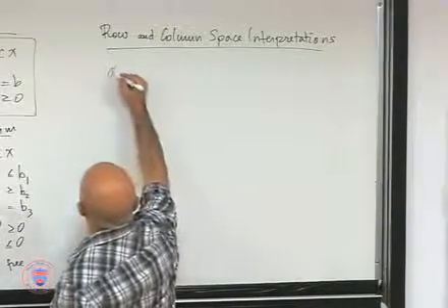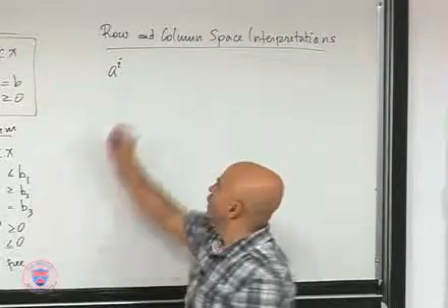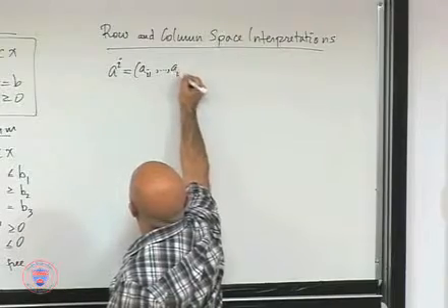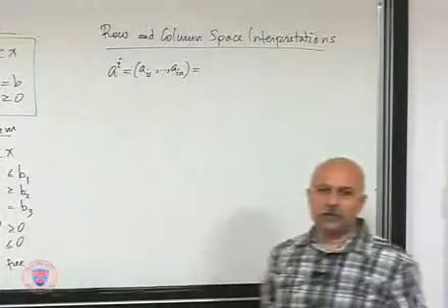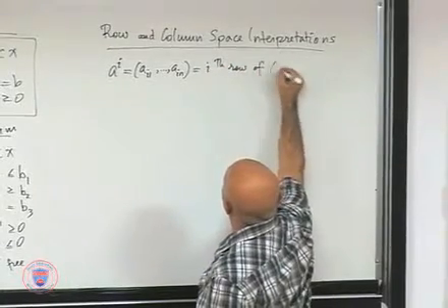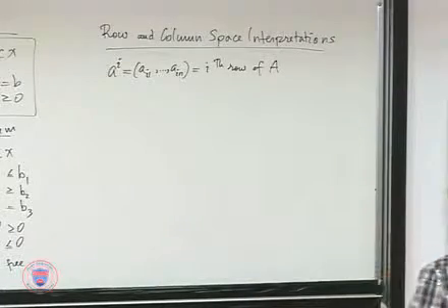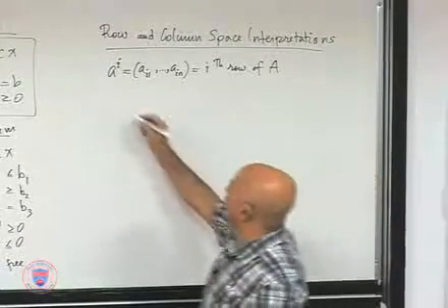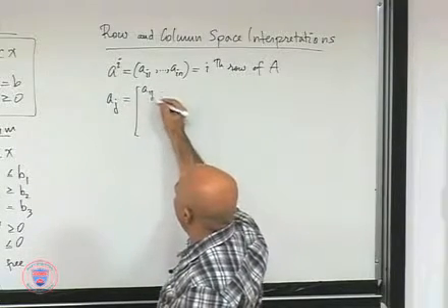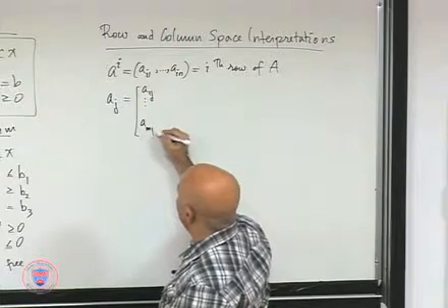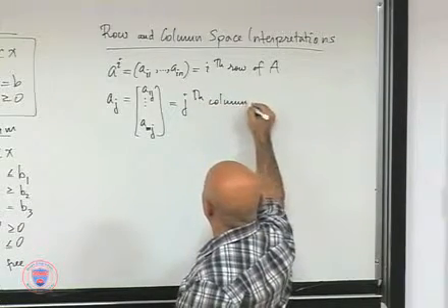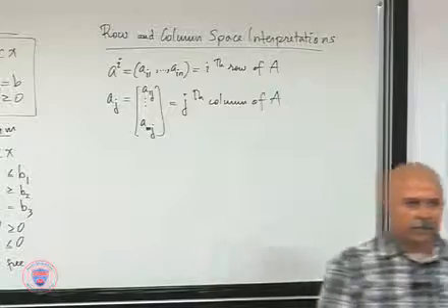For example, if I define A super I to be the vector AI1 up to AIN, this is the ith row of the A matrix. And you've got one such row for each I, going 1 to m. And let's also define A sub j to be the column, A1j up to AMJ. This is the jth column of matrix A.